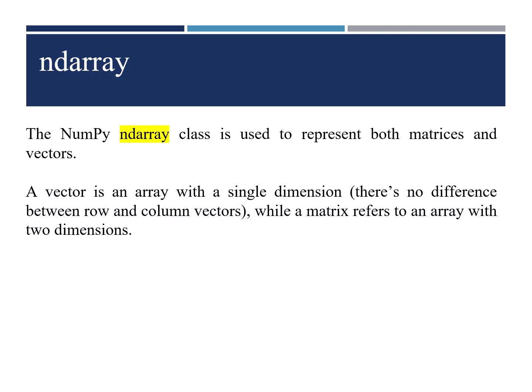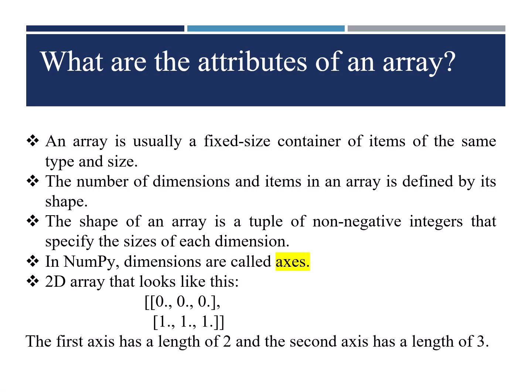So the NumPy ndarray class is used to represent both matrices as well as vectors. Now the different attributes of an array. An array is usually a fixed container of items of the same type and size. The number of dimensions and items in an array is defined by its shape. The shape of an array is a tuple of non-negative integers that specifies the size of each dimension. In NumPy, the dimensions are represented as axes.